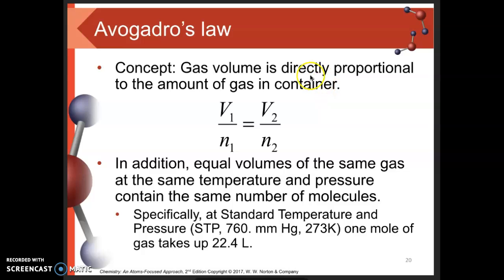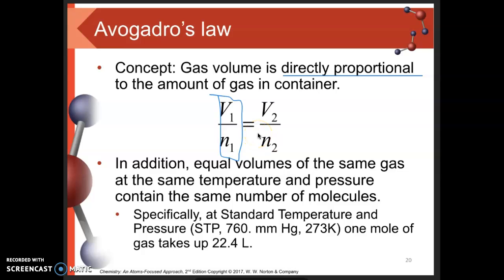So what we have there, again, direct proportionality, we see division. Volume divided by moles on each side of the equation. Now, there's a lot of cool things about Avogadro's Law. Avogadro's Law tells us that it doesn't matter what the gas is, the volume of the gas is directly related to the number of moles of gas that are there. And that's a really cool kind of phenomenon.